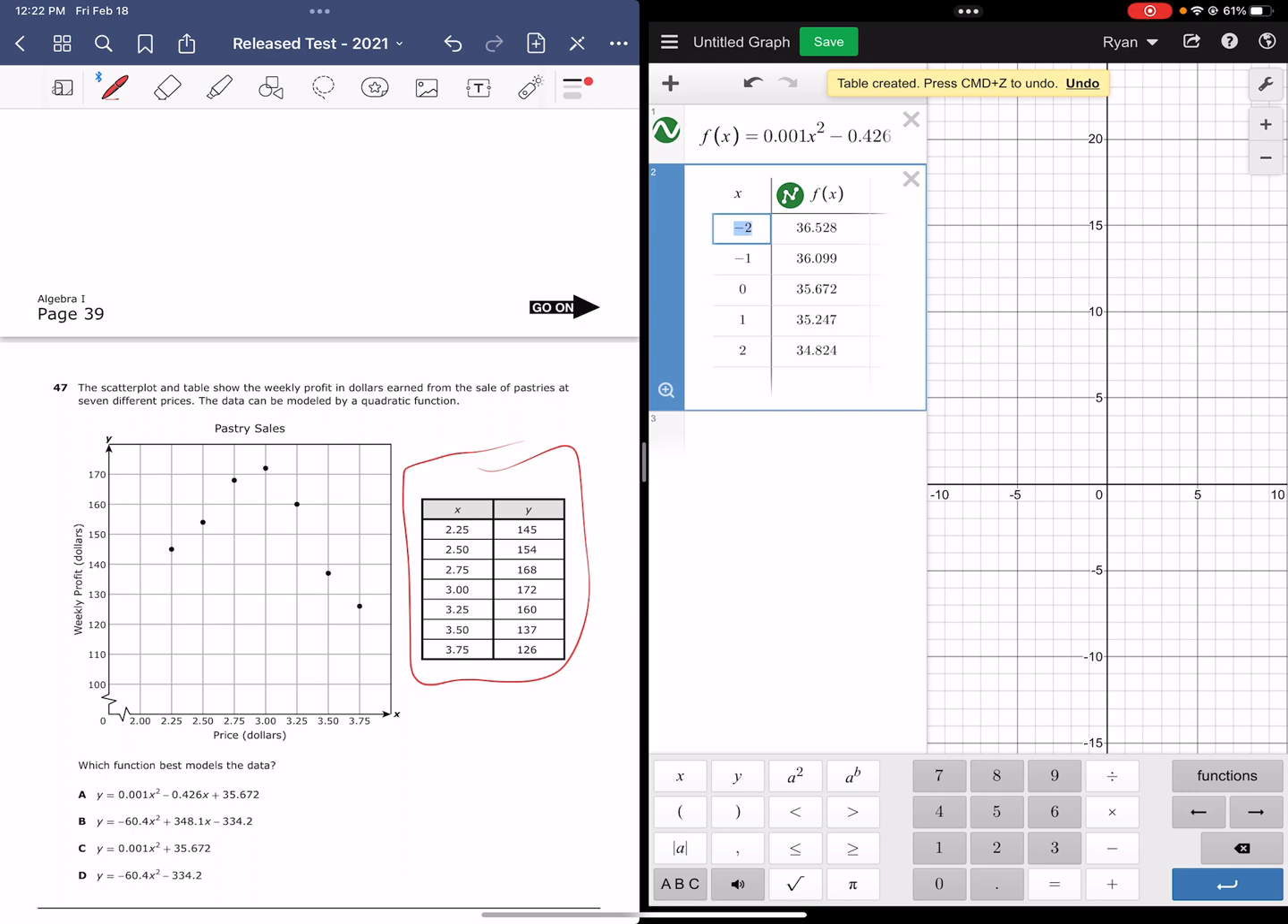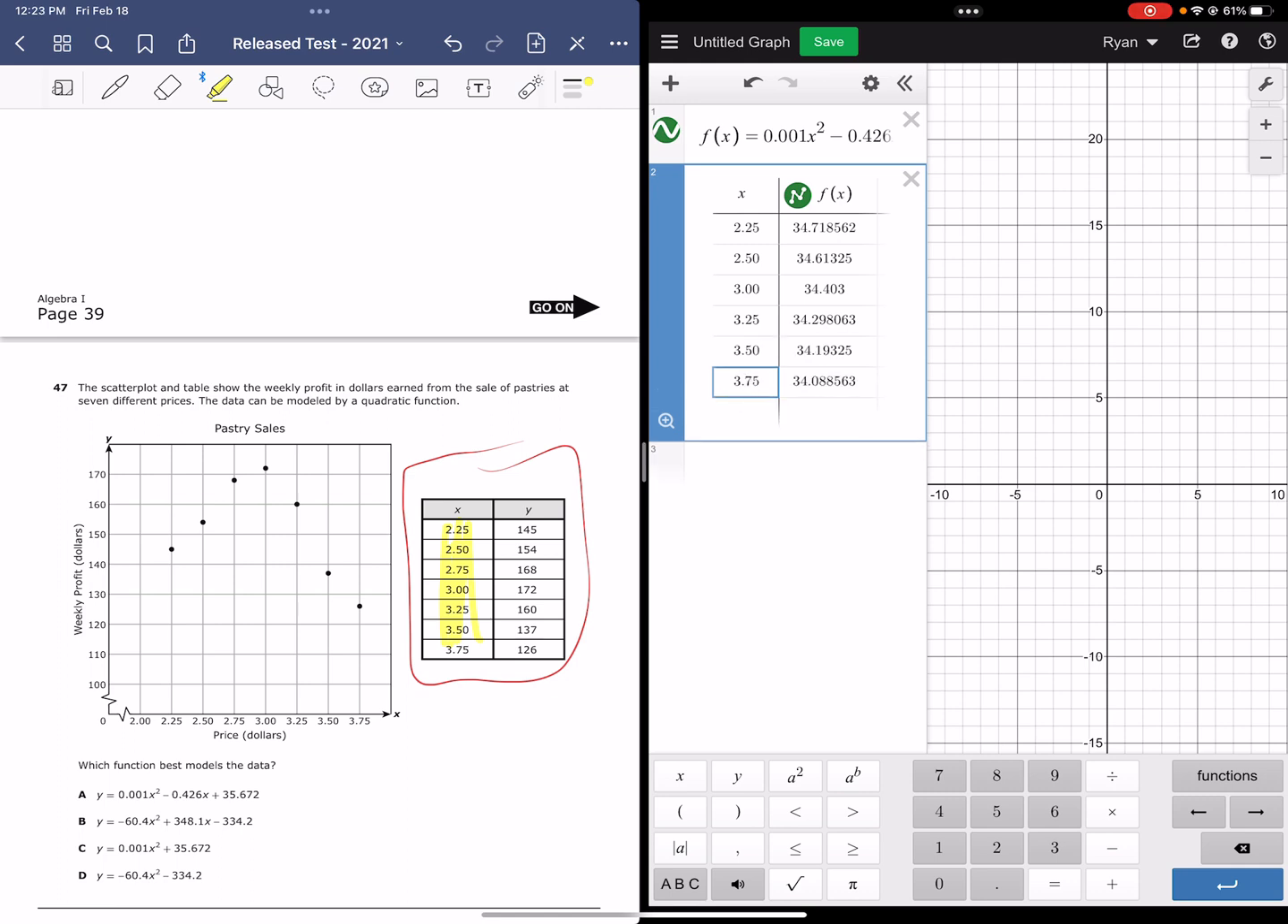The x values that Desmos gives me are not correct. I need to type in the x values that are given in my table that are right here. Those are what need to be typed into Desmos. So in Desmos, I'm going to come over here and type in 2.25, 2.50, 3.00, 3.25, 3.50, and finally 3.75.